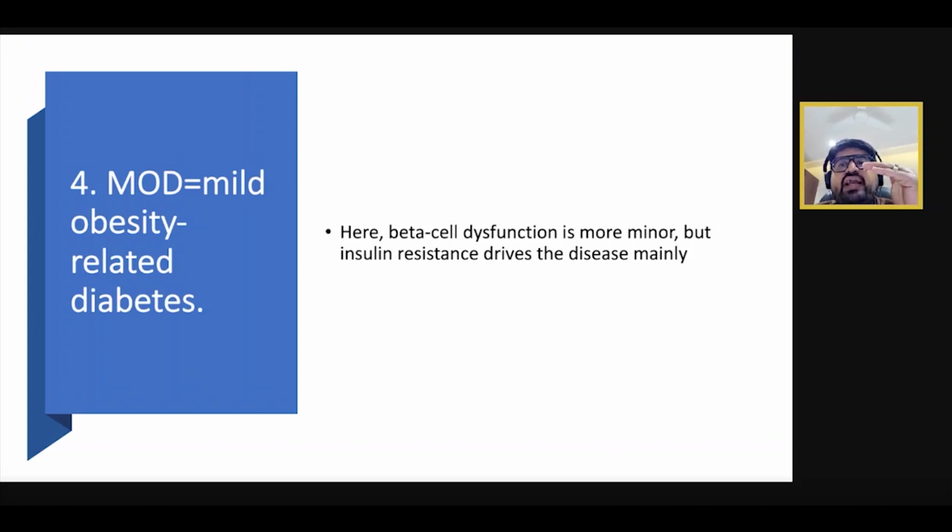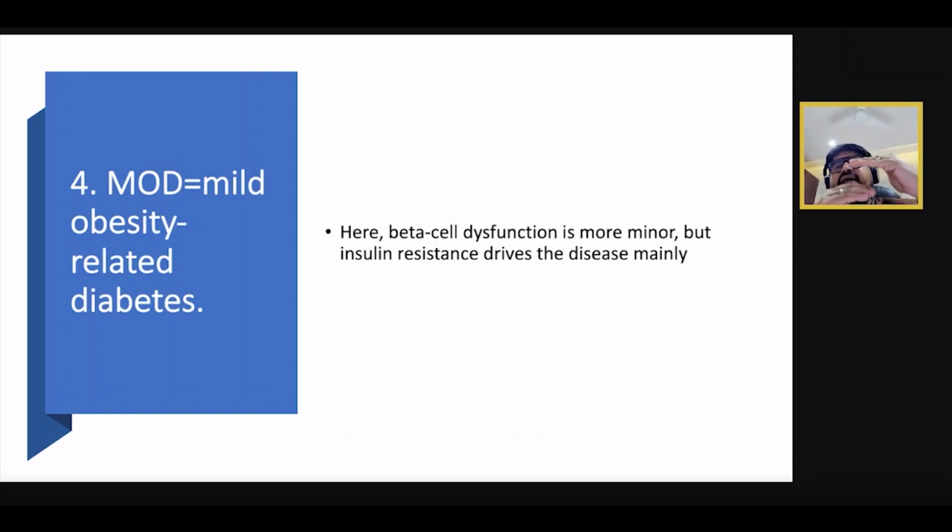Then you have mild obesity related diabetes. This is a condition where the insulin resistance is just above the beta cell function. So the beta cell is able to catch up to a lot of extent, but at some point it just stops, right? And insulin resistance also stops. And if this patient keeps increasing insulin resistance, the patient goes from bucket 4 to bucket 3.